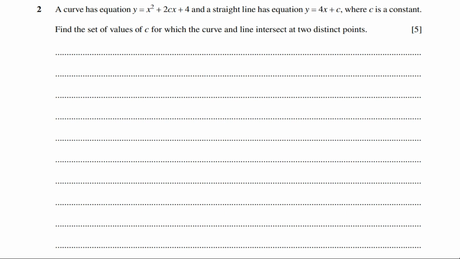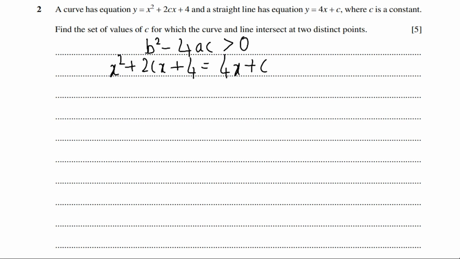Now, since we are told that the curve and the line intersect at two distinct points, this means that the discriminant must be greater than 0, which means b square minus 4ac must be greater than 0. Now we know y is equal to x square plus 2cx plus 4, and y is also equal to 4x plus c. So we can simply write x square plus 2cx plus 4 is equal to 4x plus c. x square plus 2cx minus 4x plus 4 minus c.